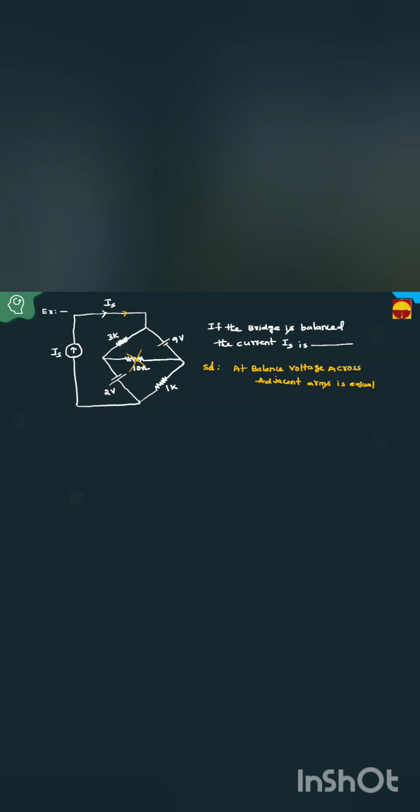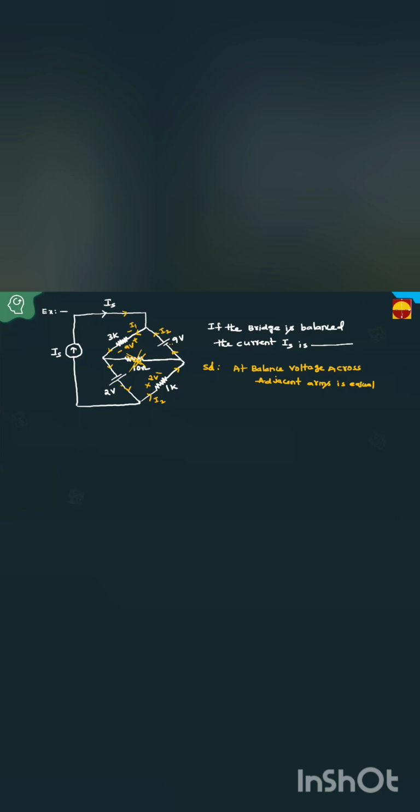If voltage across adjacent arms is equal, this 9 volts is equal to voltage across 3 kilohms. This positive, negative, 9 volts. These two are adjacent. Then this positive, negative, 2 volts. Wherever the positive is there, at that point current is entering. Now, if you remove this one, friends, this current is equal, and let this current be I1. Let this current be I2. This current is same. This is I2.